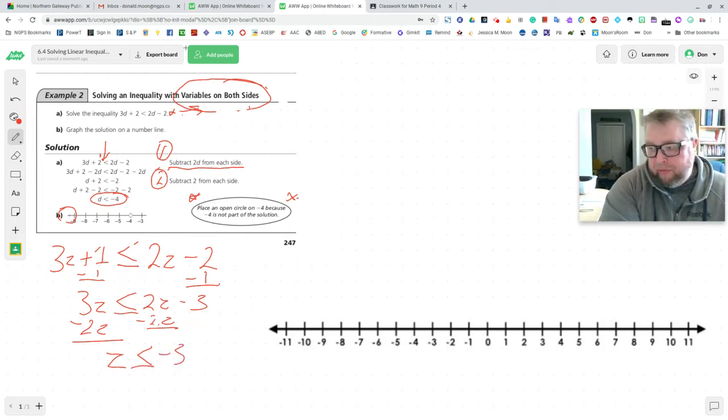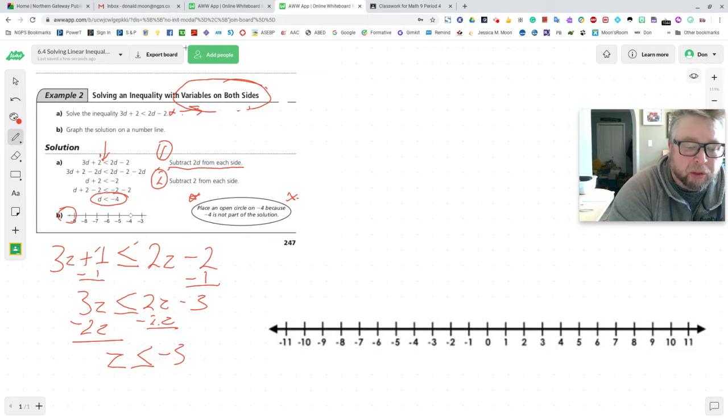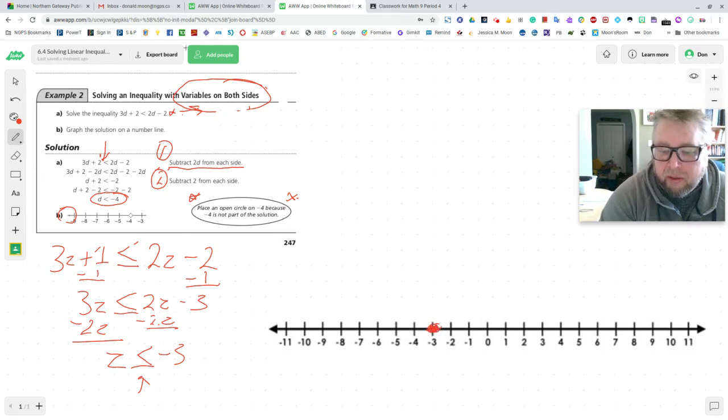So on my number line, I'm going to find where the -3 is. All right, so obviously it's going to be right here. And I'm going to have to determine whether it's going to be an open or closed circle. Now, because it has the equal to, it's going to be a closed circle. So on my little number line I already have here, I'm just going to put a dot on there. And then my arrow, of course, is going to be going to the left, because any number to the left of that, where z is less than or equal to -3, will solve that inequality.